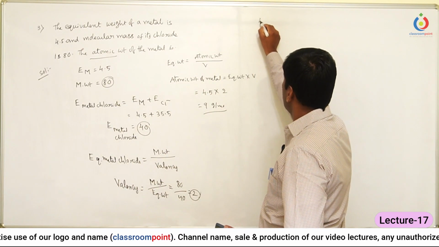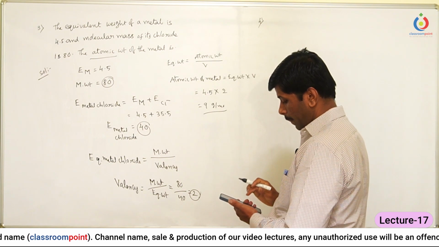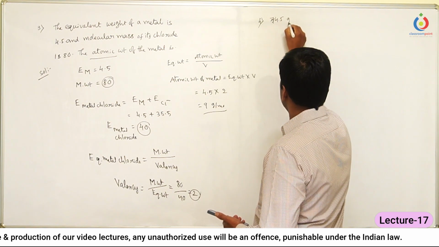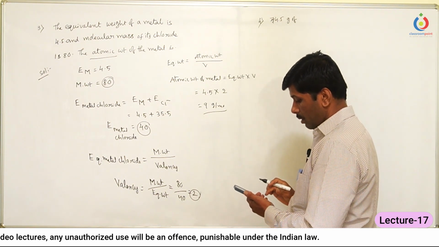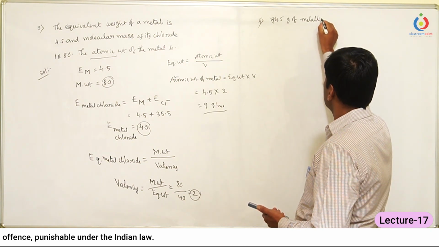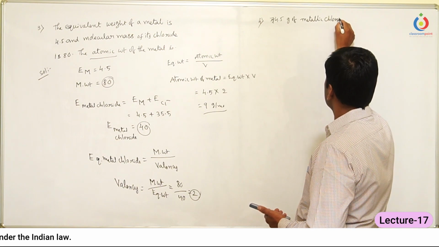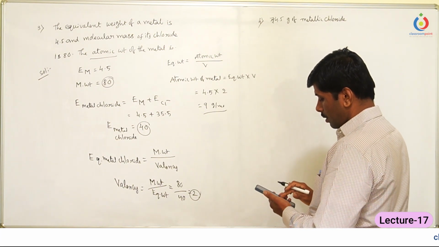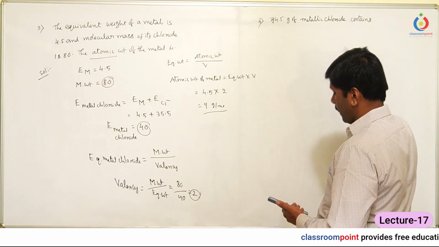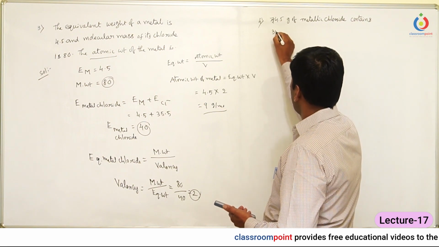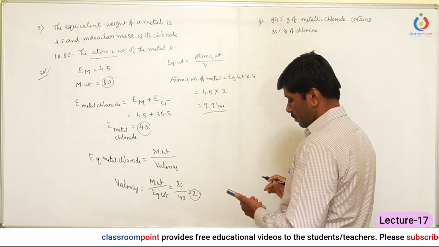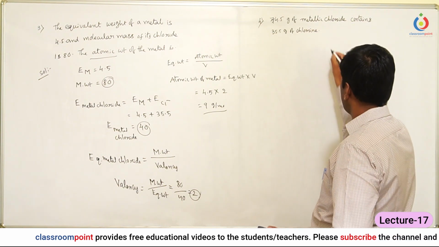Next, question number 4. 74.5 grams of metallic chloride contains 35.5 grams of chlorine. The equivalent mass of the metal is?